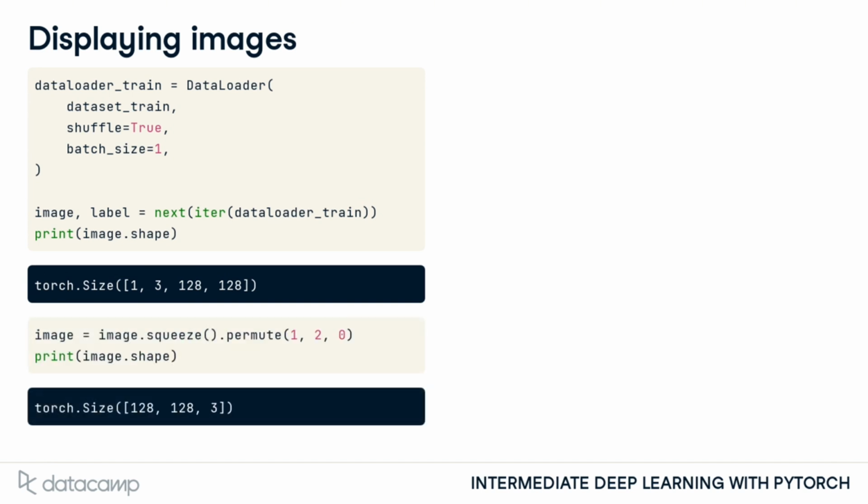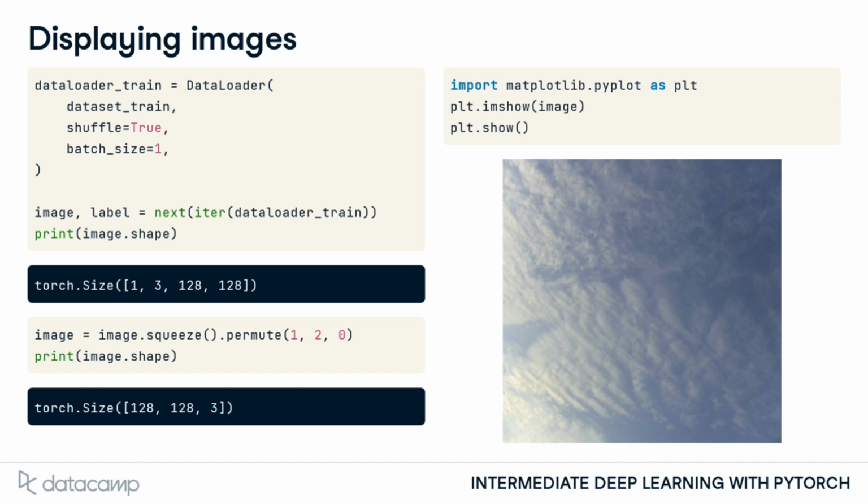We call squeeze on the image to eliminate the 1 dimensions of the batch size, and then permute the order by replacing the original order of dimensions 0, 1, 2 with 1, 2, 0. This way, we place the channel dimension at the end. For grayscale images, this permutation is not needed. This lets us call plt.imshow from matplotlib followed by plt.show to display the image.